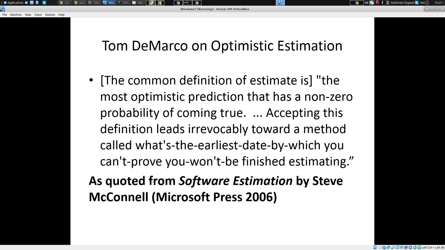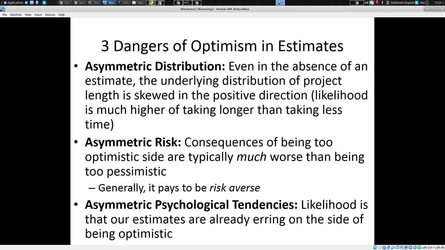So Tom DeMarco, in his book, I believe, Peopleware, says the common definition of a software estimate is the most optimistic prediction that has a non-zero probability of coming true. In other words, you give about the most optimistic thing that you don't think is a complete fiction. You say, well, I think I can do it by then. I can't rule that out. As he says, if you accept this definition, you go down a path that leads to the earliest date by which you can't prove you can't do it. That quote is elaborated on in this very book that asks you about the weight of blue whales.